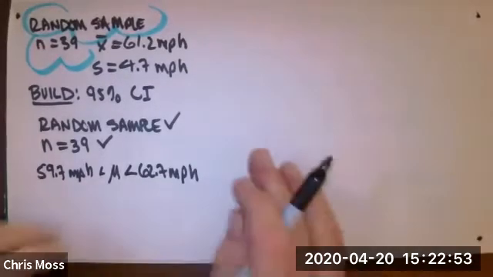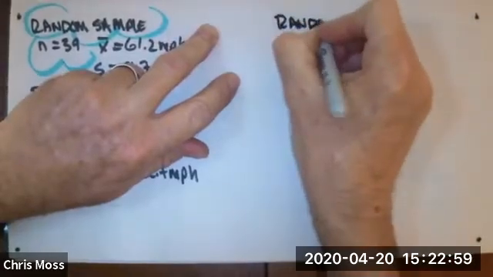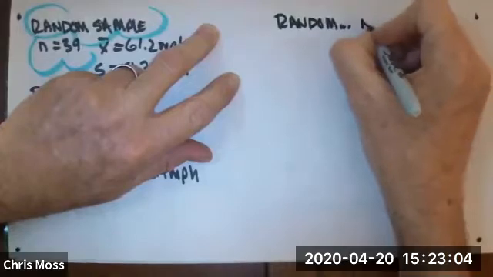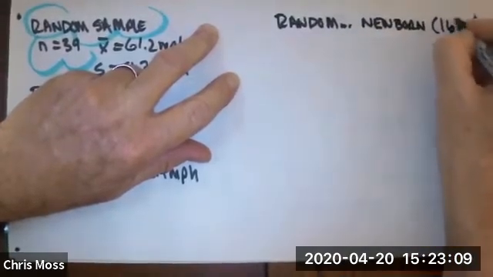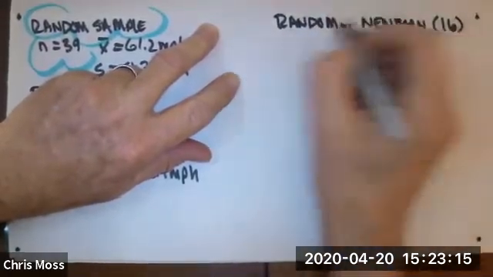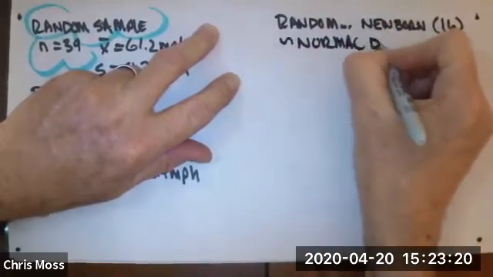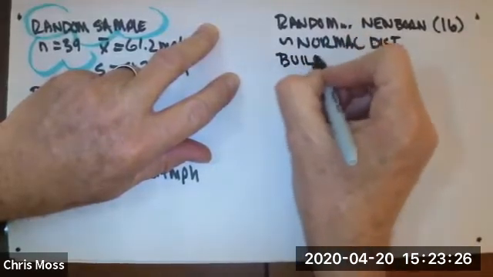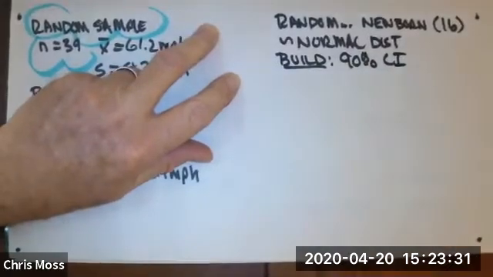My second example is a little bit different. My second example works with raw data. And again, I have a random sample. This time we have a newborn baby weight, and that weight will be in pounds. I'll note that baby weight follows a normal distribution. And I'm going to build, in this case, the 90% confidence interval.